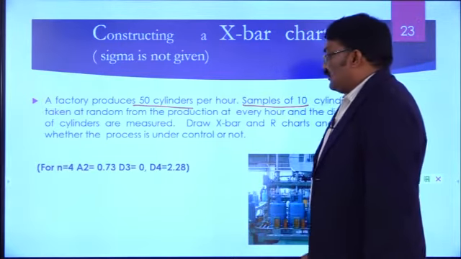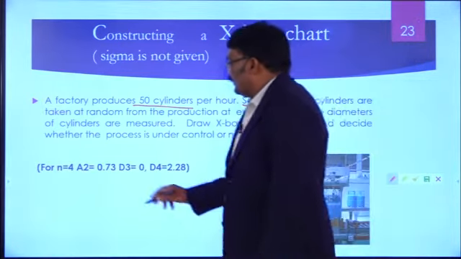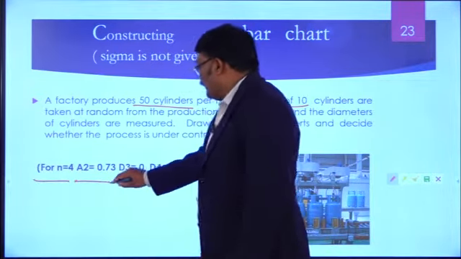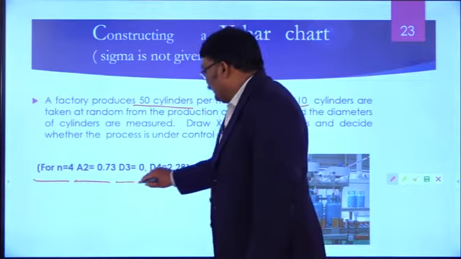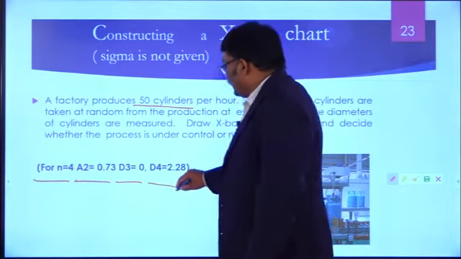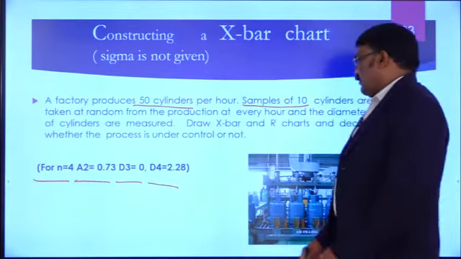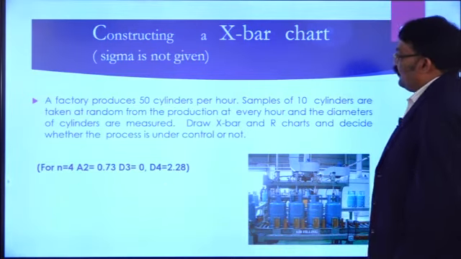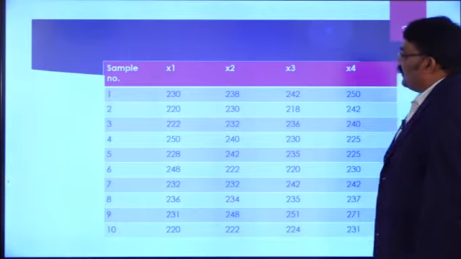For n, it is given as 4, and A2 is a constant given as 0.73. D2, D3 and D4 are given. These constants will come in the formula. Now, I will show you the solving of the problem.